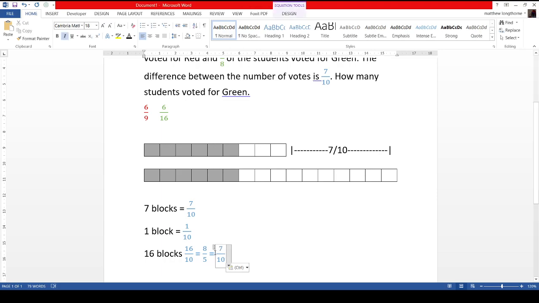So let's change that. So we had 8 over 5. So how do we stop that from being top heavy? Well, 5 will go into 8 one time. We can only get 1 full one, which then, if we take 5 away from 8, gives us 3. It's 1 and 3 over 5 students voted for green.